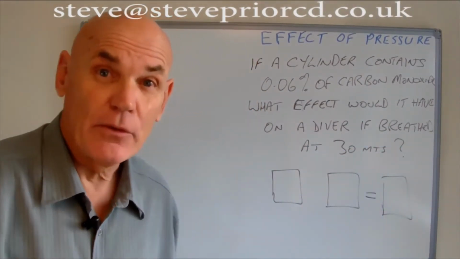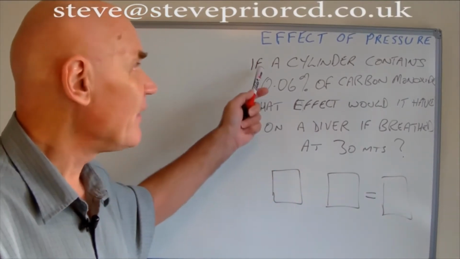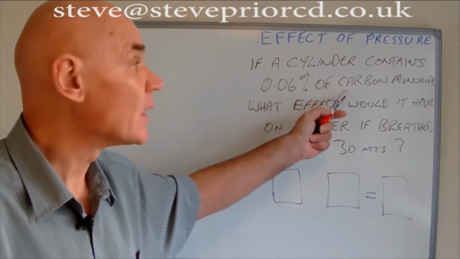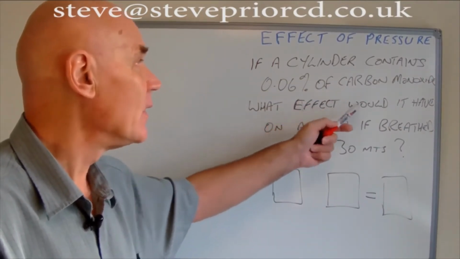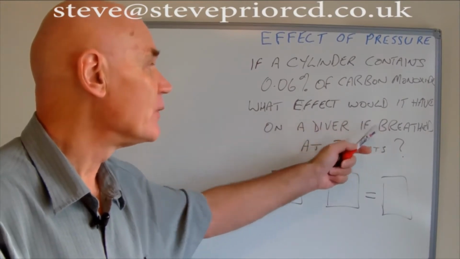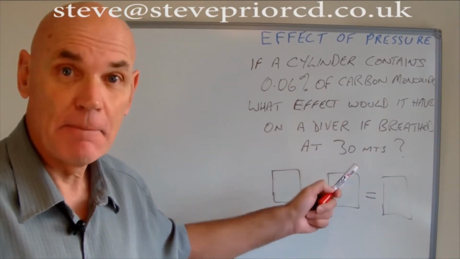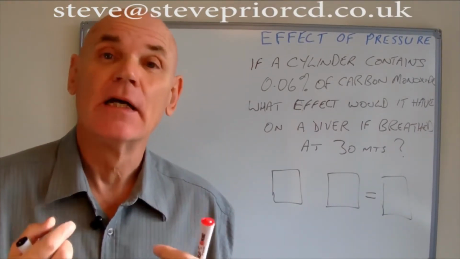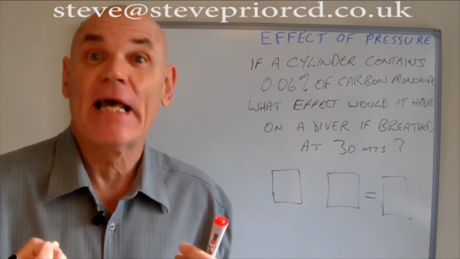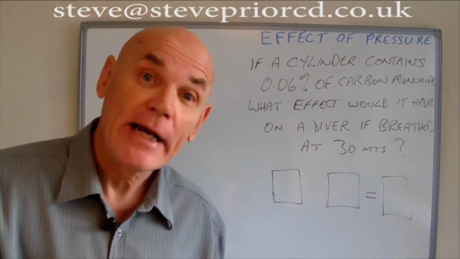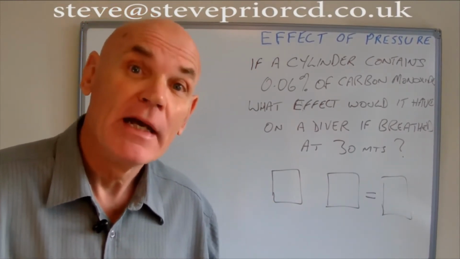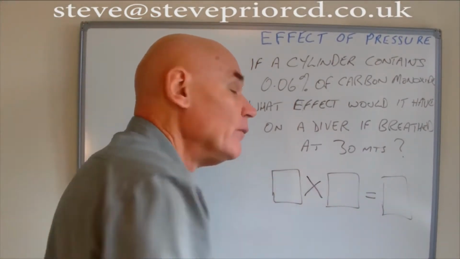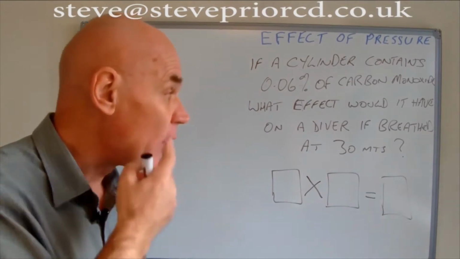Okay, so another typical question, let's read it through. If a cylinder contains 0.06% of carbon monoxide, what effect would it have on a diver if it was breathed at 30 metres? Now again, we need to put on our practical head, the bit that we're good at, and we do know that the effect of that gas underneath the water would be greater than at the surface. We know that. And if it's greater, we need the mathematical sign for greater, which would be multiply. Okay, so that's the times.